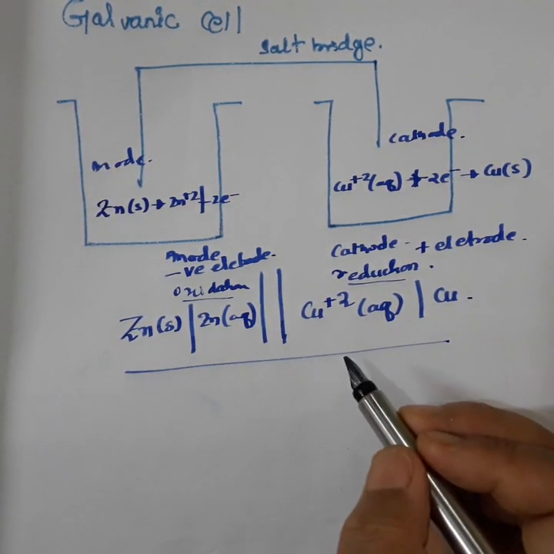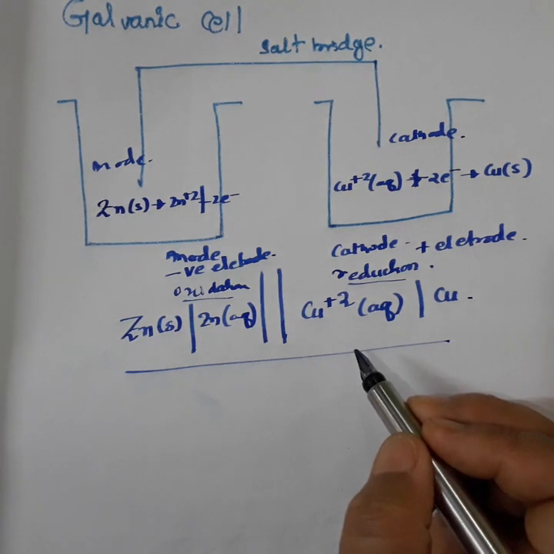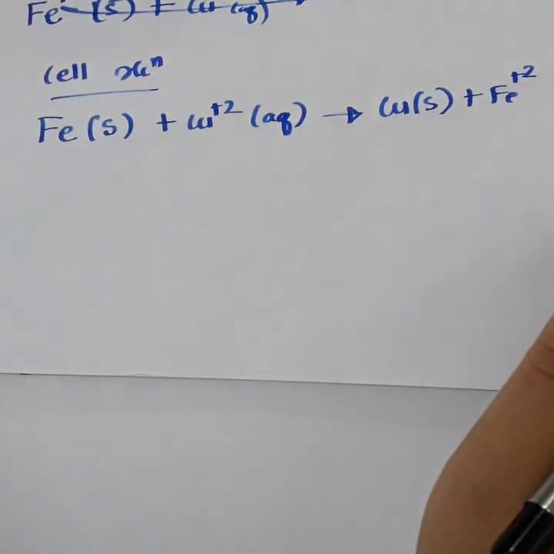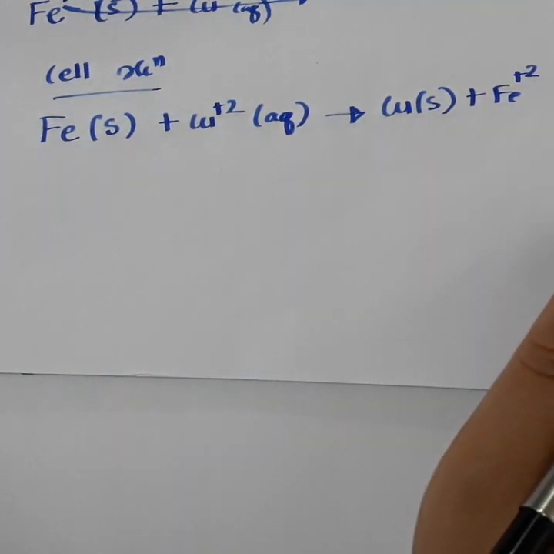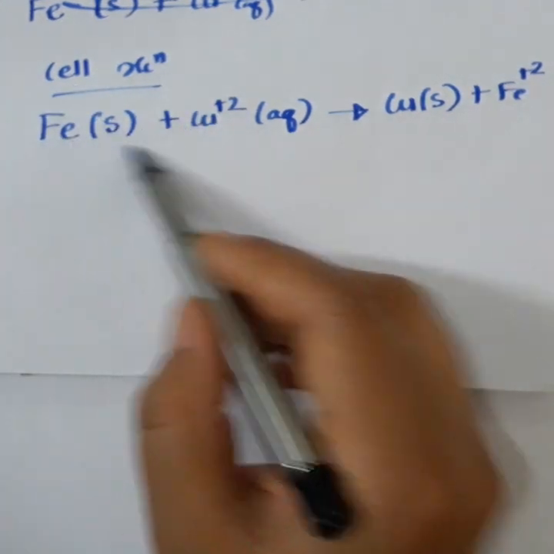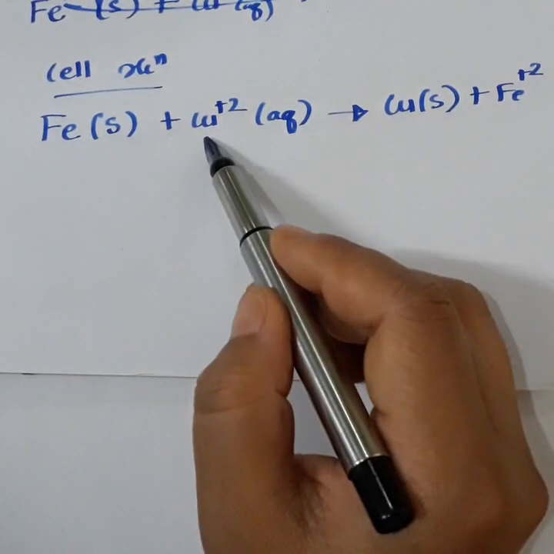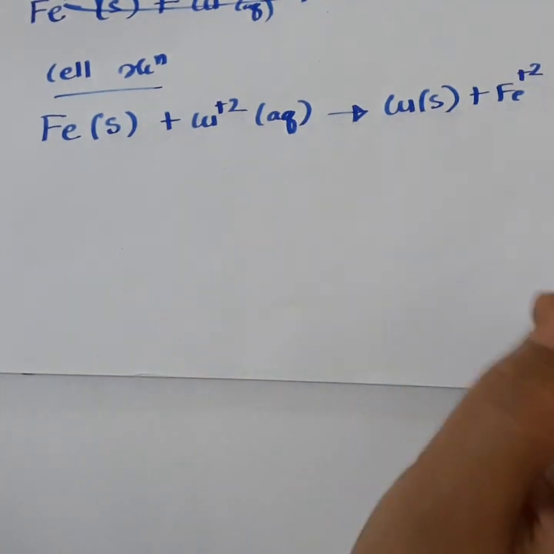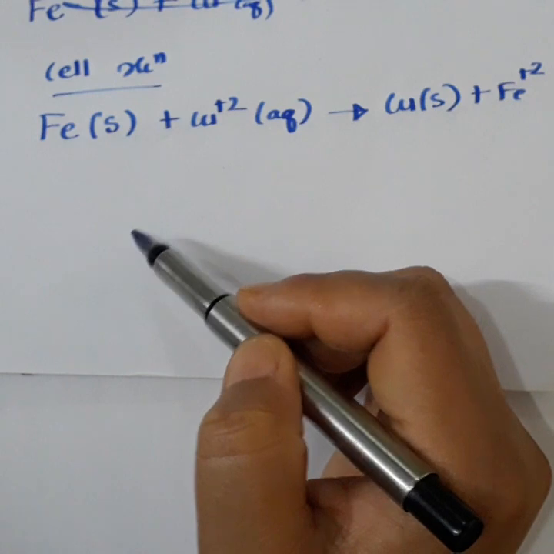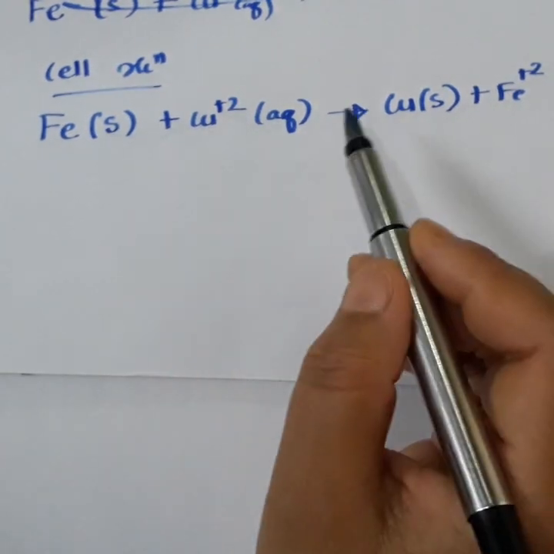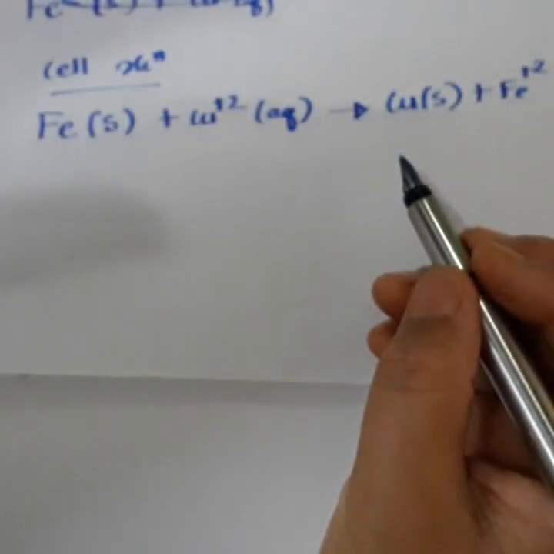In the same way, we can represent different types of electrochemical cells. Now take another example of an electrochemical cell where the overall cell reaction taking place is iron reacting with copper ion, giving copper solid and iron ion. Now you have to represent this as a cell. To do that, first you should know which one is getting oxidized and which one is getting reduced, right? Accordingly, we will take one as anode and the other as cathode.